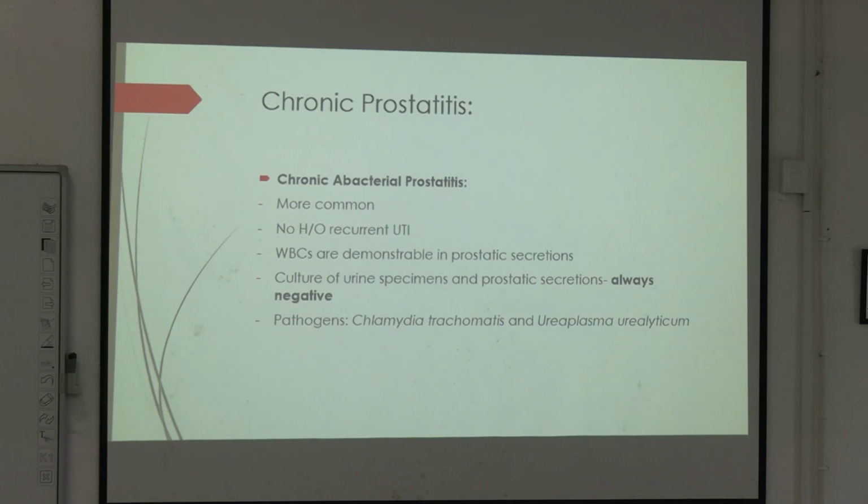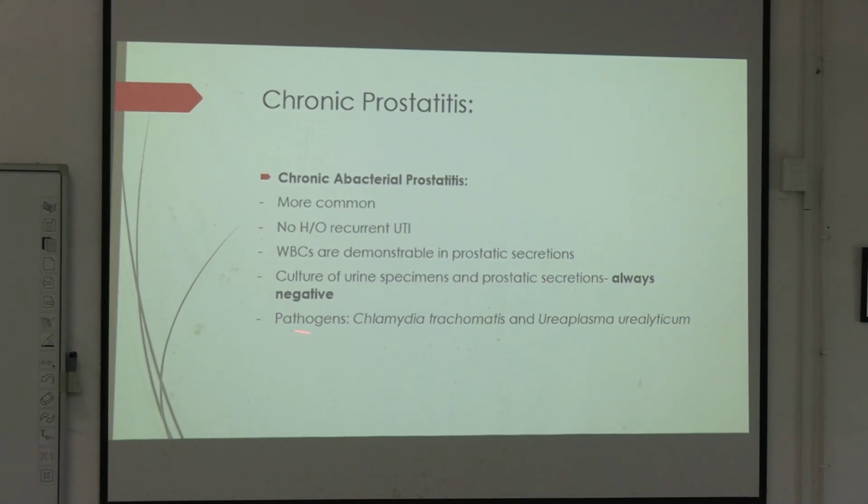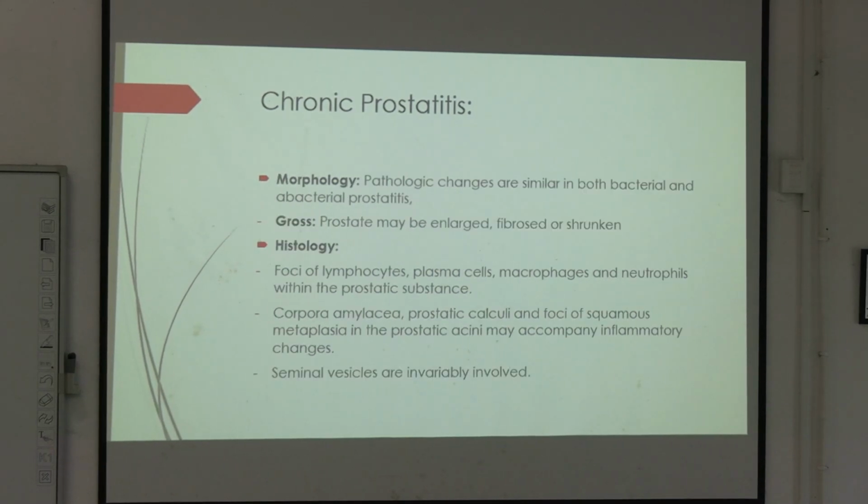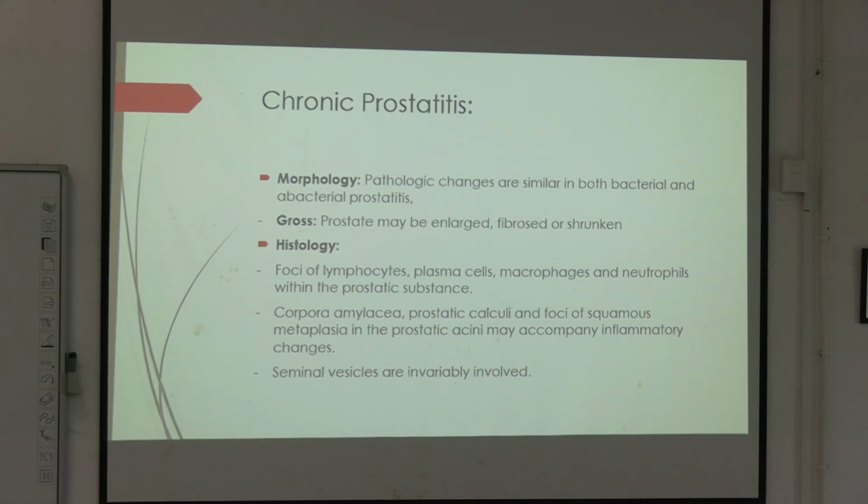As the name suggests, here it is abacterial. So here there will be no history of recurrent infections and WBCs are present in the prostatic secretions, but as the name suggests, the culture will be negative, okay, in such cases. And the pathogens are mainly Chlamydia trachomatis and Ureaplasma urealyticum. So now morphologically, the specimen will look the same, okay, in case of bacterial and abacterial.